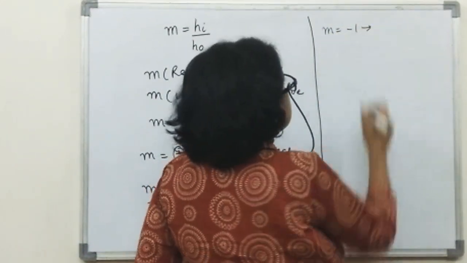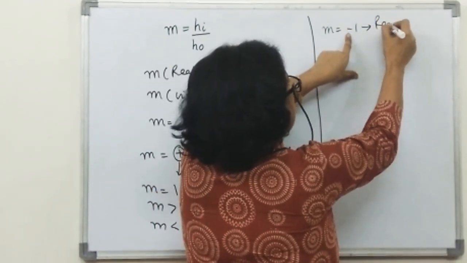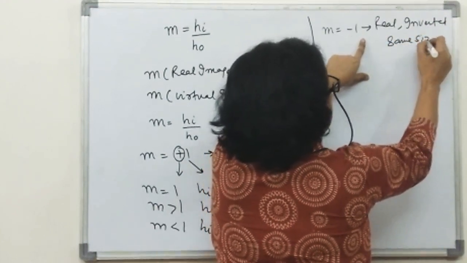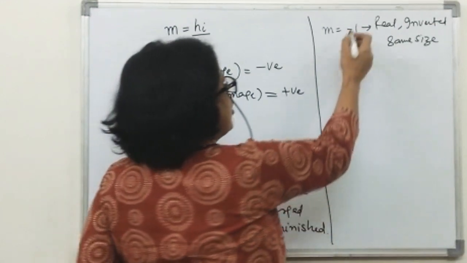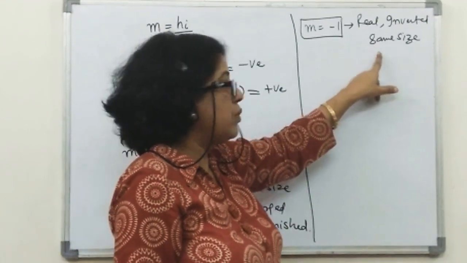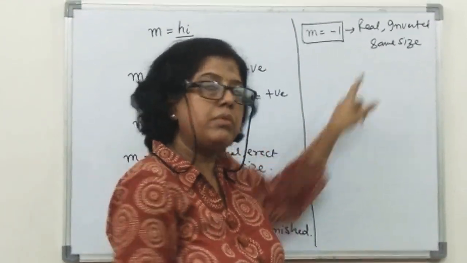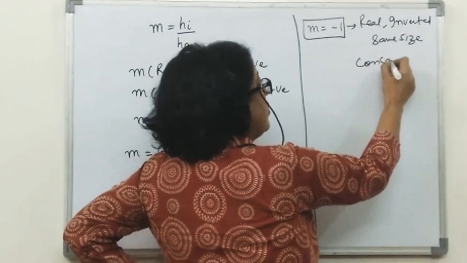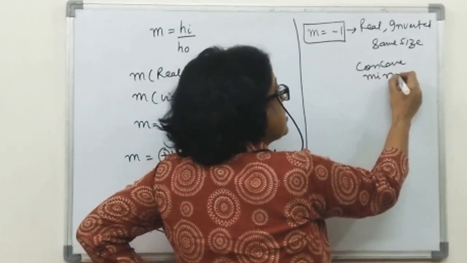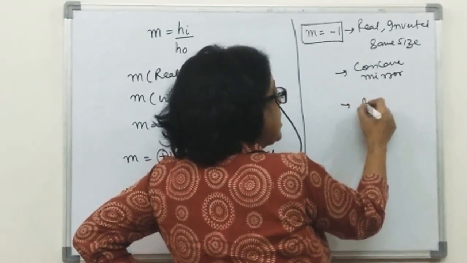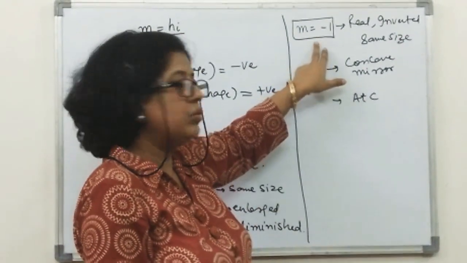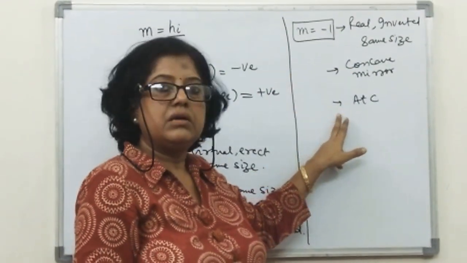M is equal to minus 1 means, minus means it is a real and inverted image obviously, and 1 means it is same size. Real inverted same size image, and a lot more information we can gain about the type of image from here. Real inverted same size, this means which mirror we are talking about? That means the mirror is concave, because only a concave mirror can form a real inverted same size image. What other information we can gain? We also know that the object is at C. Because the object is at C, the image is real inverted same size. So just from a value of magnification, we can derive such a lot of information.